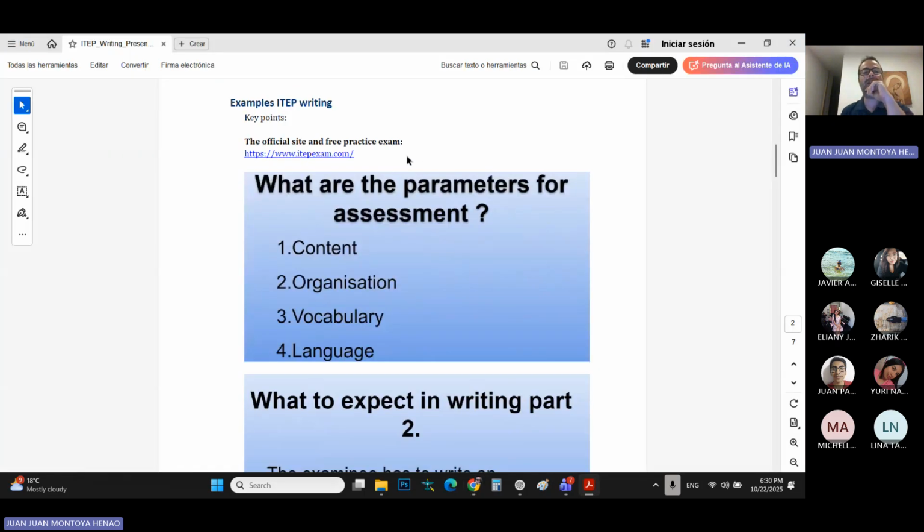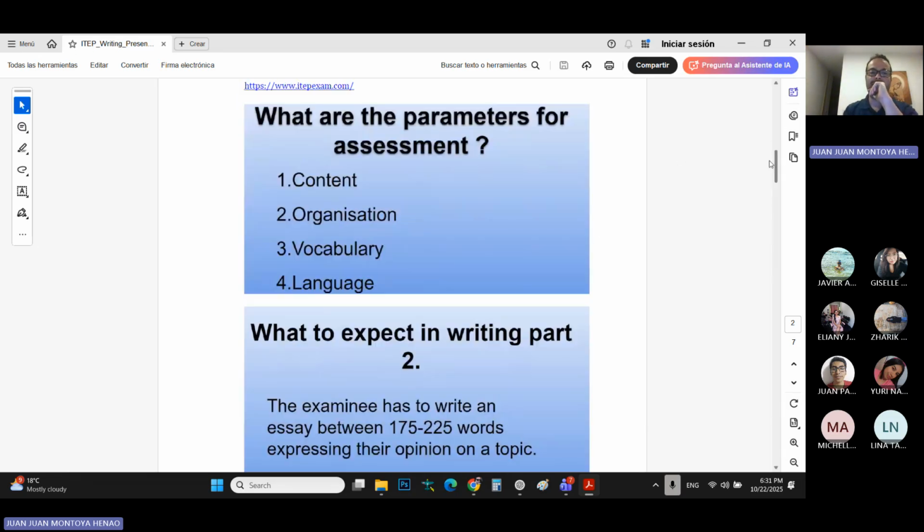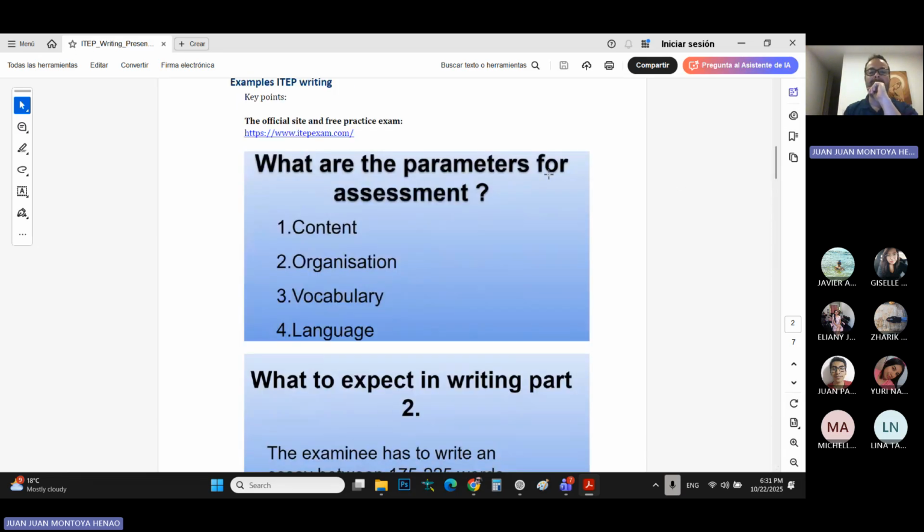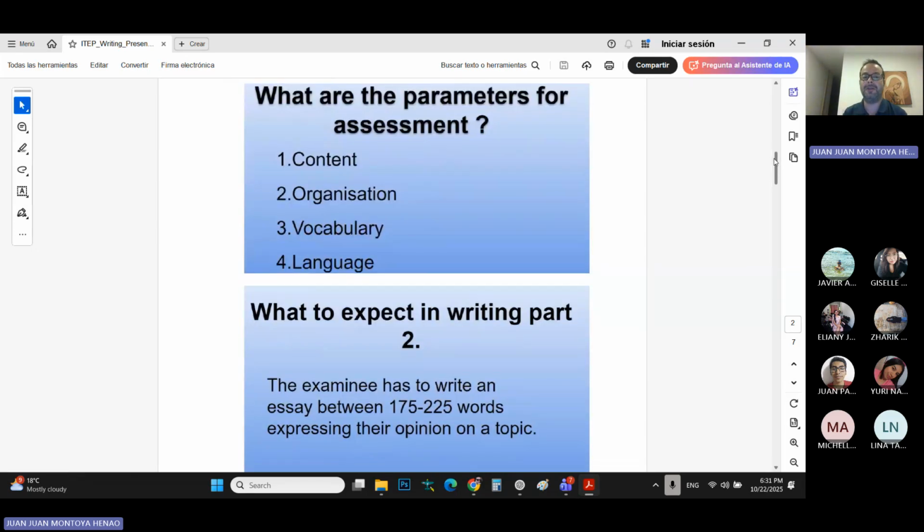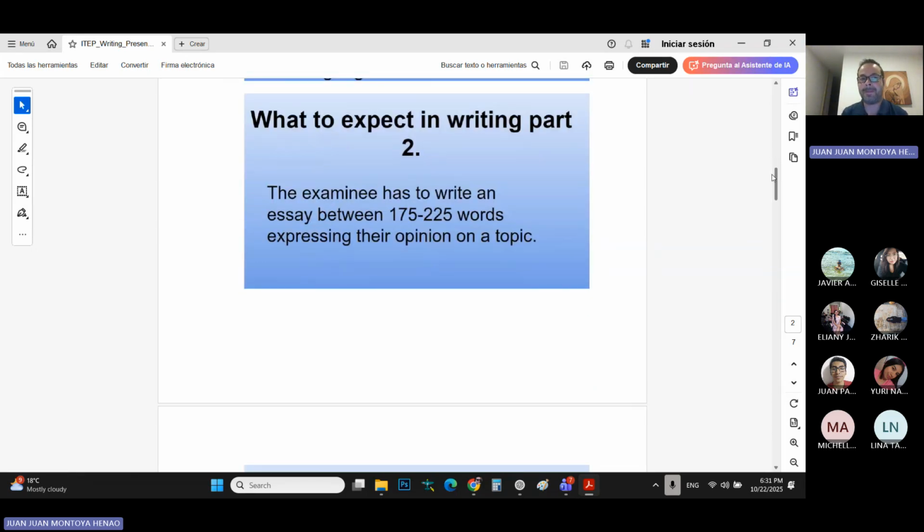Some of the concerns we have with this test is that there are some parameters for the assessment. One of them is the content, the organization, vocabulary, and language, and we're talking about the writing part. Content, organization, vocabulary, and language. That's what we have to take into account, because those are the 4 key points of the assessment.